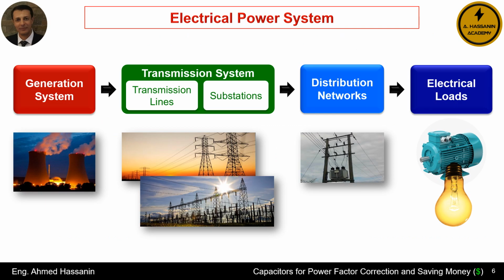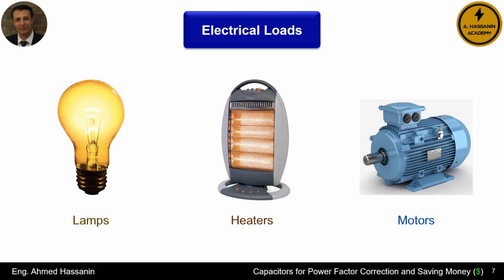So the electrical power system in general consists of the following. First, power stations. Second, the transmission system, which includes two parts: overhead transmission lines or underground cables and substations. Third, low voltage and medium voltage distribution networks. Fourth, electrical loads. Since this course focuses on capacitors and power factor improvement, I will talk in more detail about electrical loads. As I mentioned earlier, electrical loads vary and each type operates using a different system, such as motors for motion, heaters for heating, and lamps for lighting.